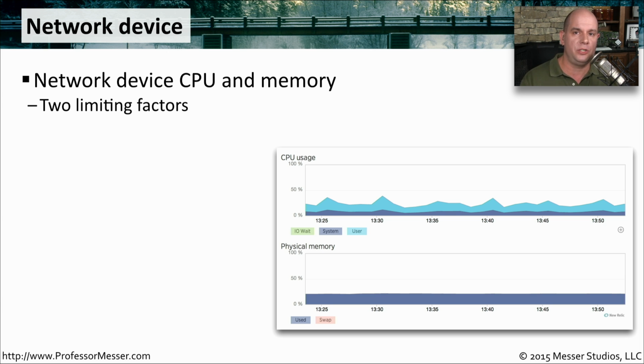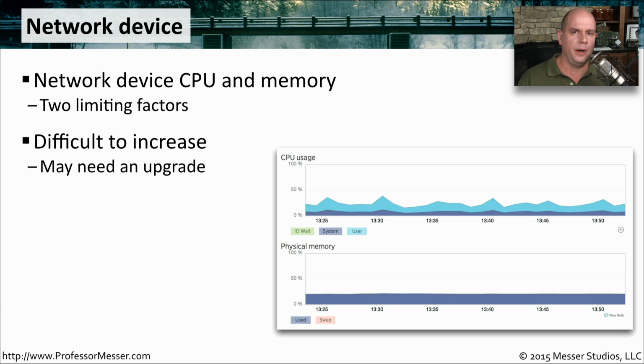If your CPU goes too high, and your memory is not available, then the performance of that device will absolutely suffer. It's hard to increase the CPU and the memory in some of these devices. They are often purpose-built appliances. They don't have an option for increasing the memory or swapping out the CPU for something else. So very often it requires a forklift upgrade. We have to completely remove that device and replace it with something which has more capacity.